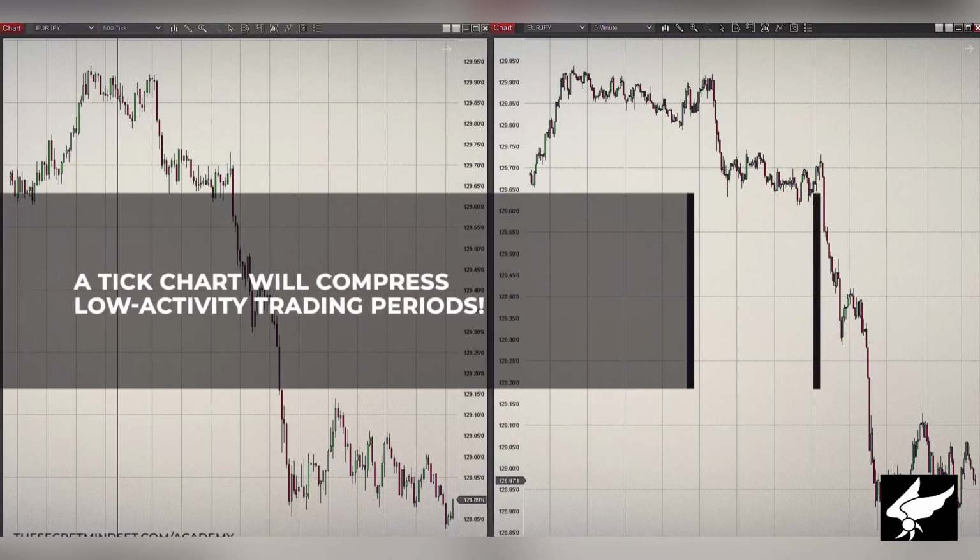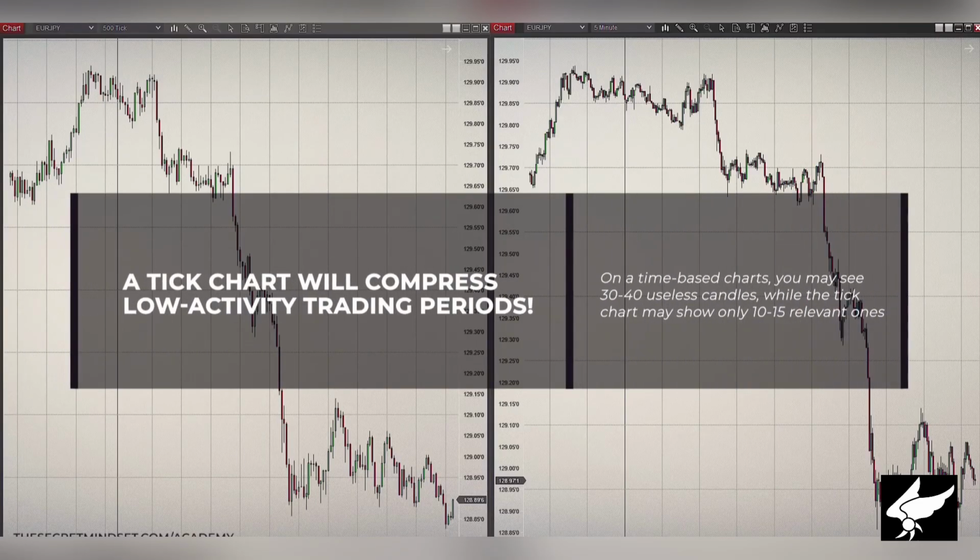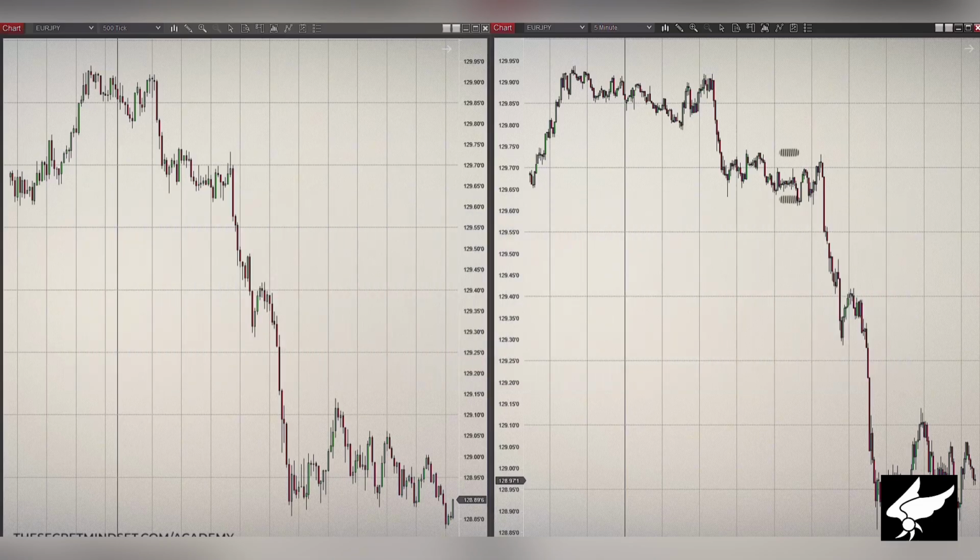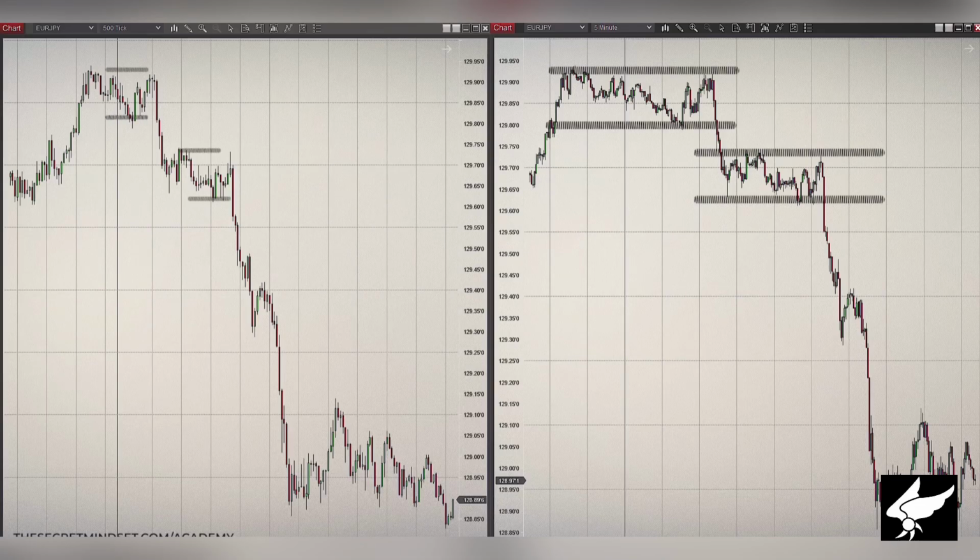The main advantage of a tick chart is that it compresses low-activity trading periods. On the time-based charts, you may see 30 or 40 useless candles, while the tick chart may offer you only 10 or 15 relevant ones. Look at the difference. We have these two trading ranges on the 5-minute chart, and see the difference on the 200 ticks chart. The activity on the tick chart is more condensed. This may potentially enable you to get a clearer picture of overall price action.